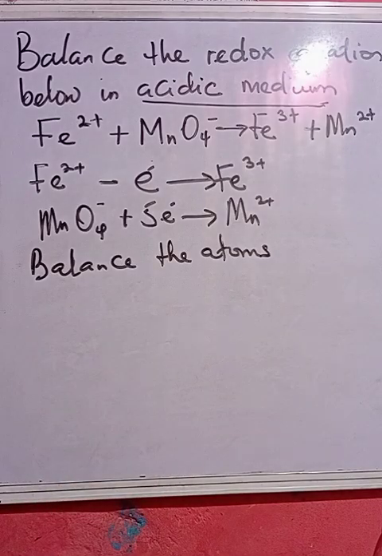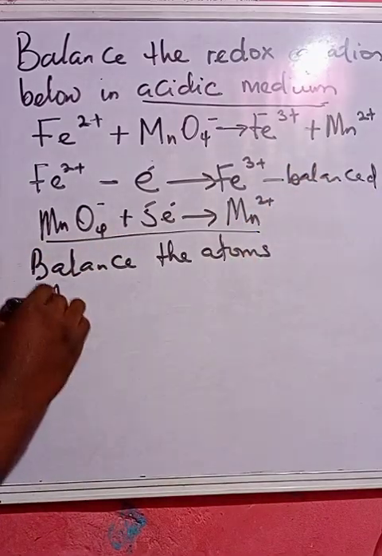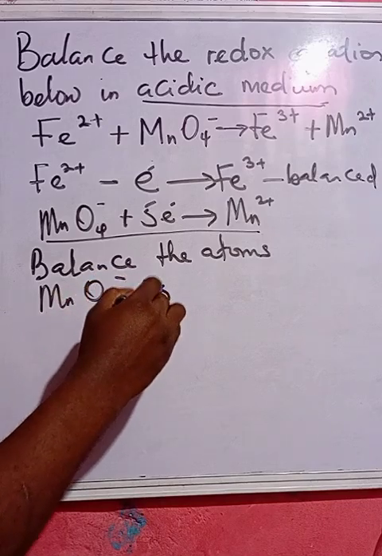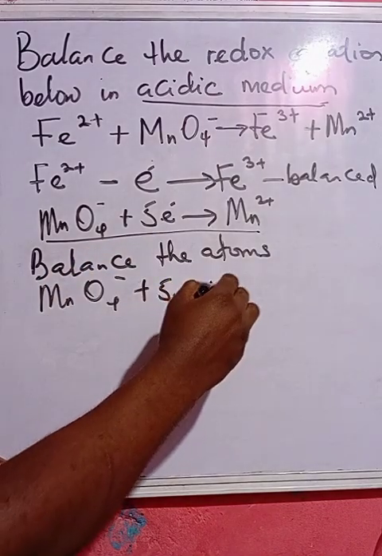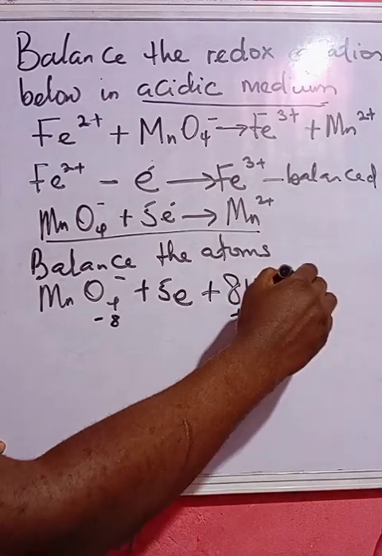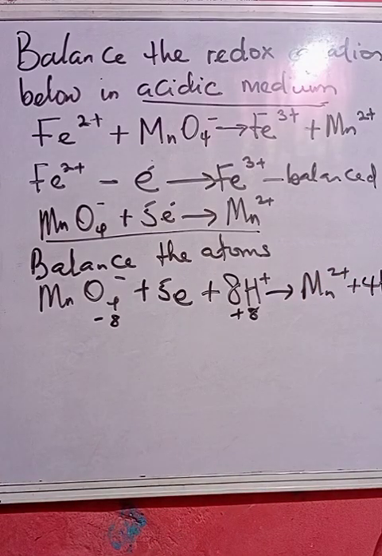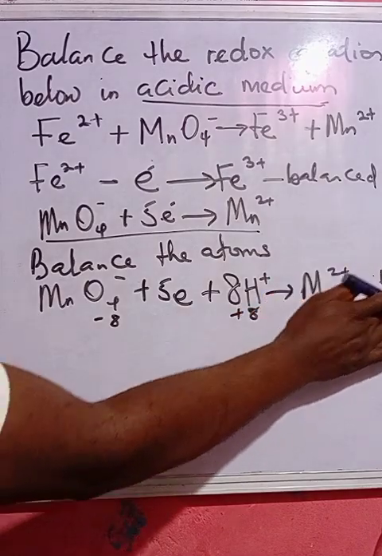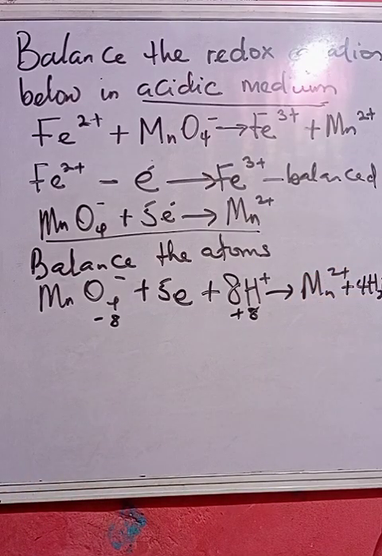I'm going step by step so we all understand. In this first one, the number of atoms is already balanced. But now we have MnO4- plus 5 electrons. How many atoms do we need to balance? We will need 8 hydrogen ions, because this is minus 8, we also need plus 8, to give us Mn2+ plus 4H2O. I hope you're following. Let me write it clearly: plus 4H2O. I hope you can see that.